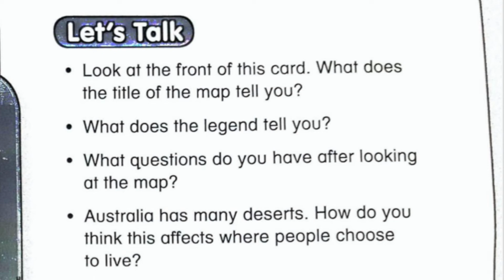And question number 4 says, Australia has many deserts. How do you think this affects where people choose to live? So you only have to answer one, but if you would like to answer more, feel free. Write them down on a lined piece of paper. And you only have one more task after this section. So make sure you finish this first, pause this video, and then you can move on to your next part.